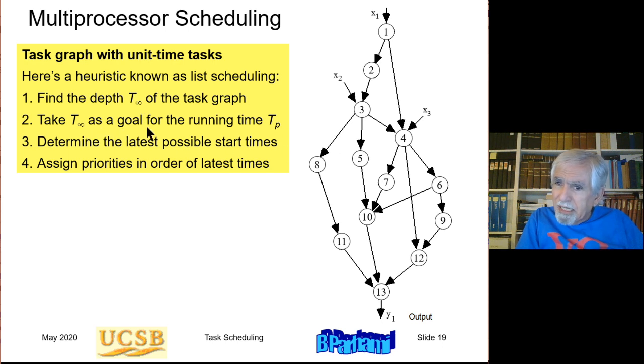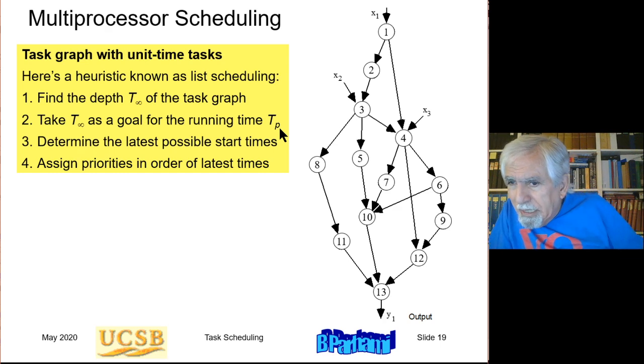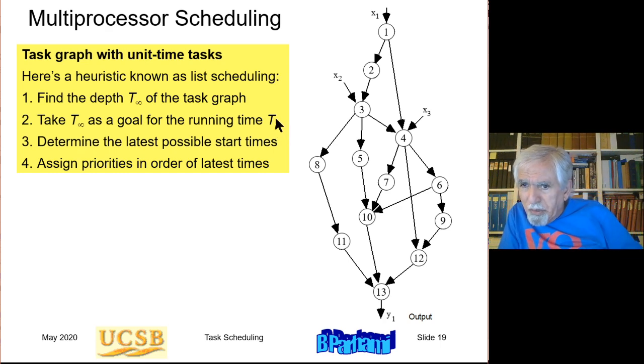Take T infinity as the goal for the running time TP. TP is the running time with P processors. Of course, there's no guarantee that with, say, 2 processors or 3 processors, I can achieve this running time. But initially, I take that as my goal. Okay, I try to do that.